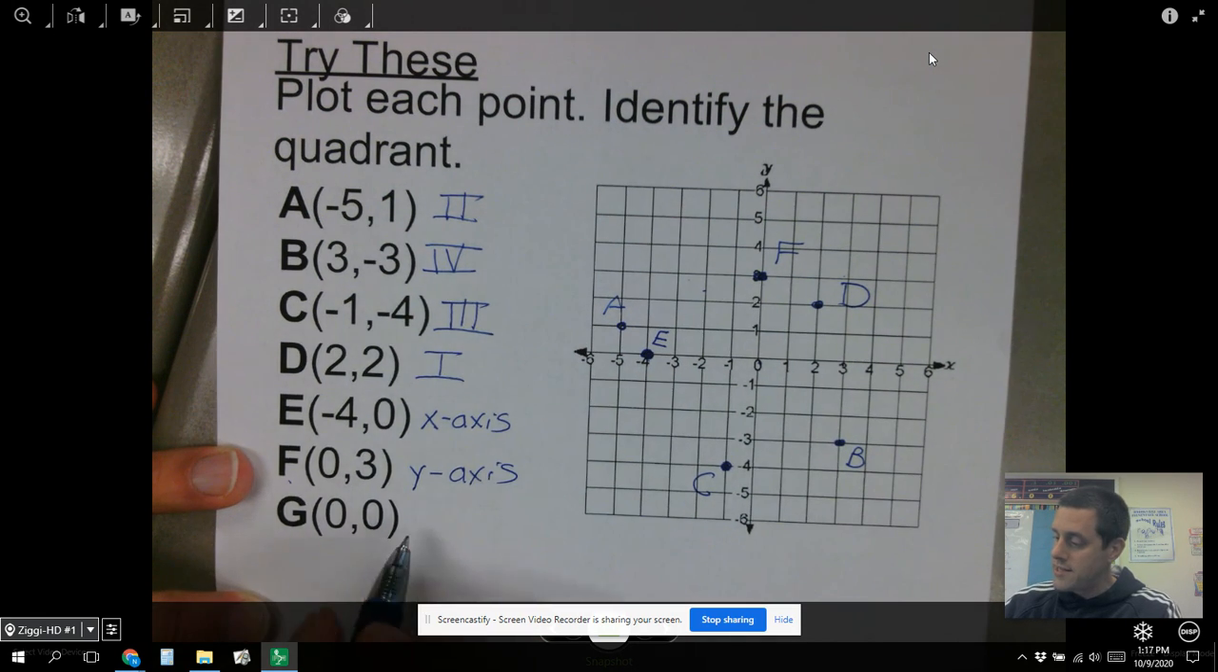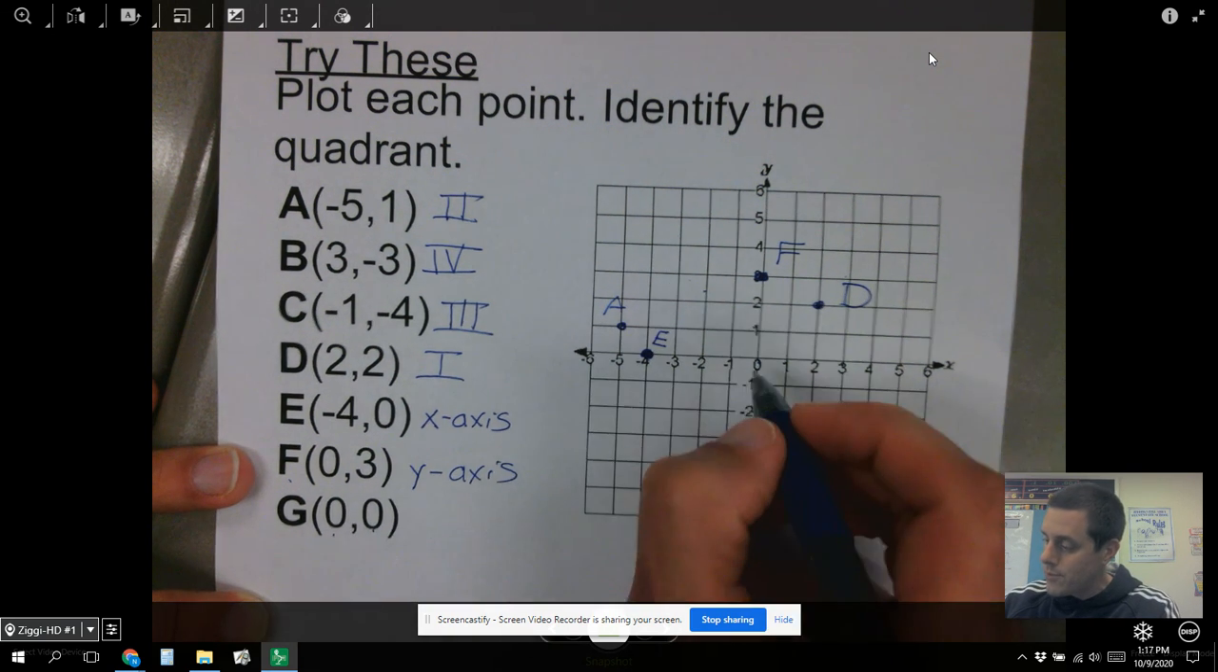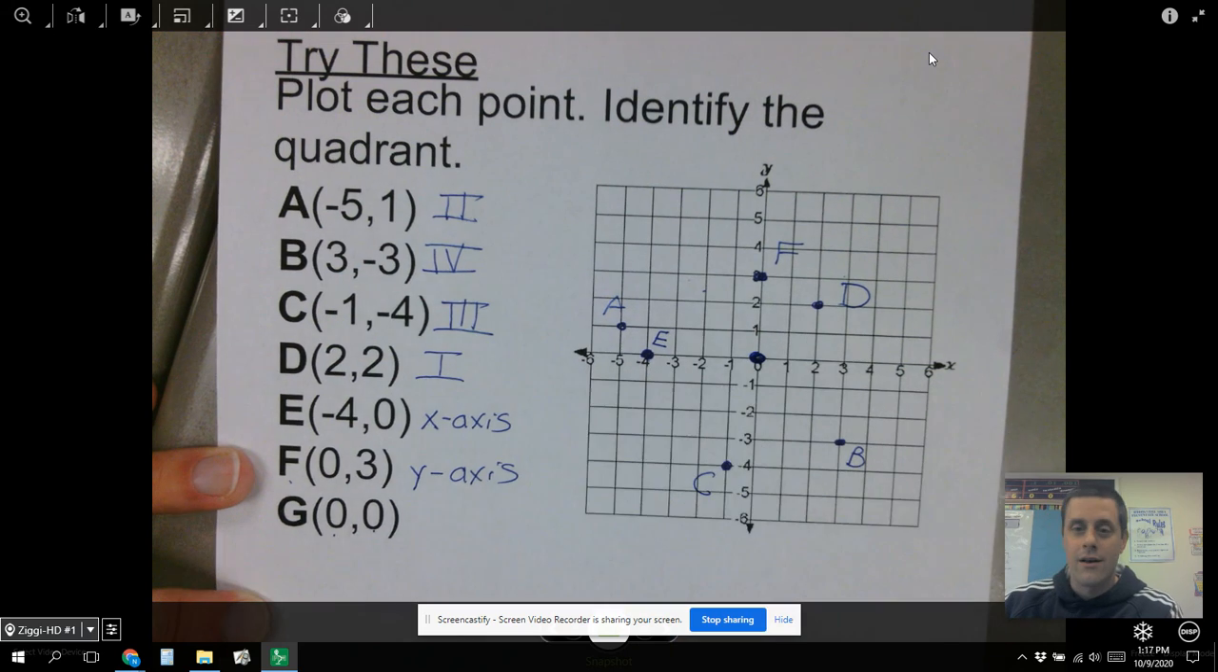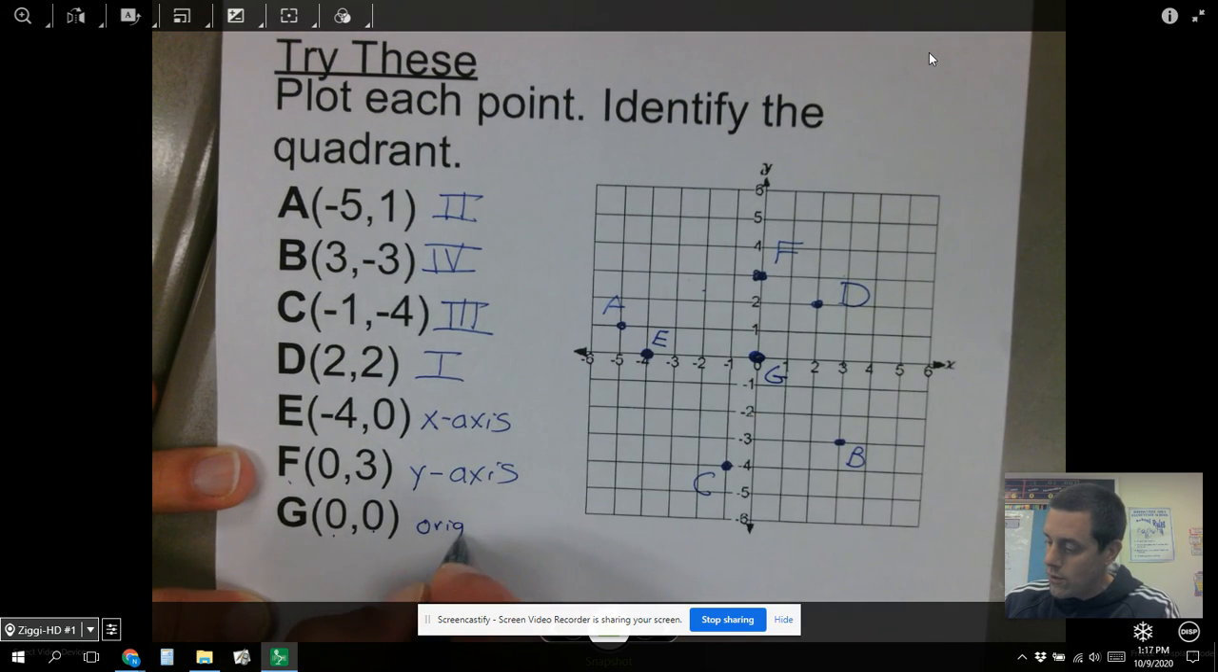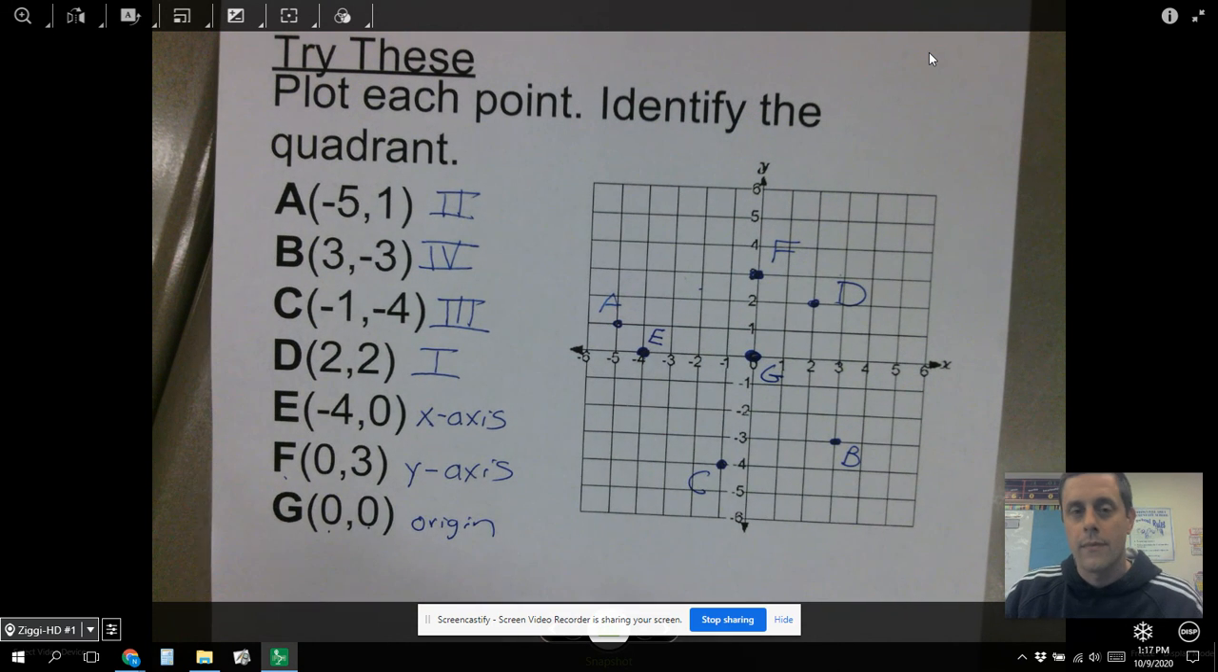And finally, G is at 0, 0. An X value of 0 means we are not moving left or right. A Y value of 0 means we are not moving up or down. It is at the intersection of the two axes, and we will call that location the origin.